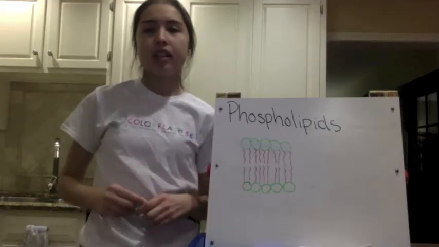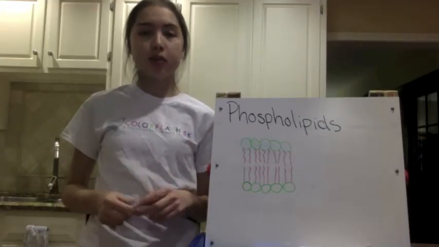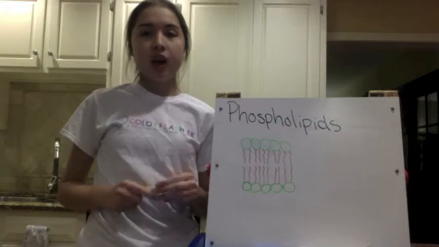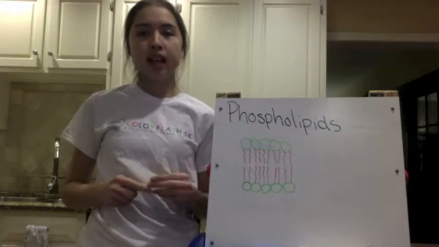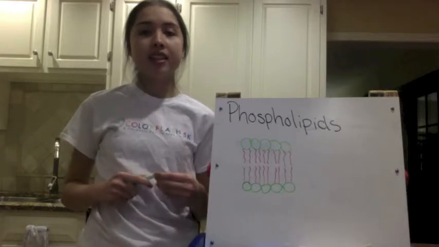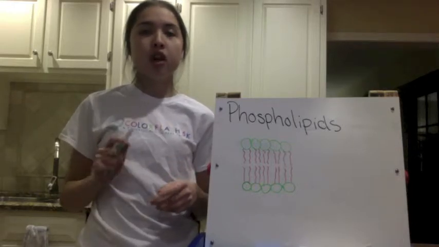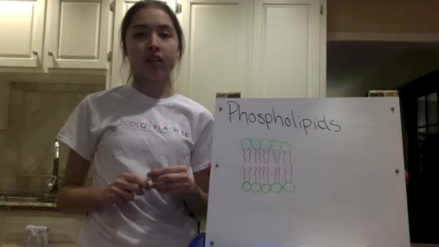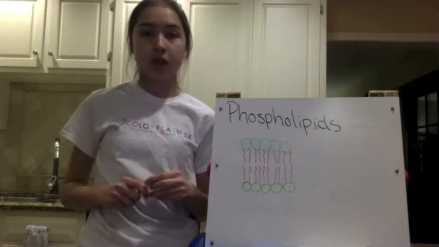So cell membranes are composed of primarily phospholipids and proteins. Now, a phospholipid is a lipid whose head contains a positively charged hydrophilic polar group that is linked to its two nonpolar hydrophobic tails by a negatively charged phosphate group.